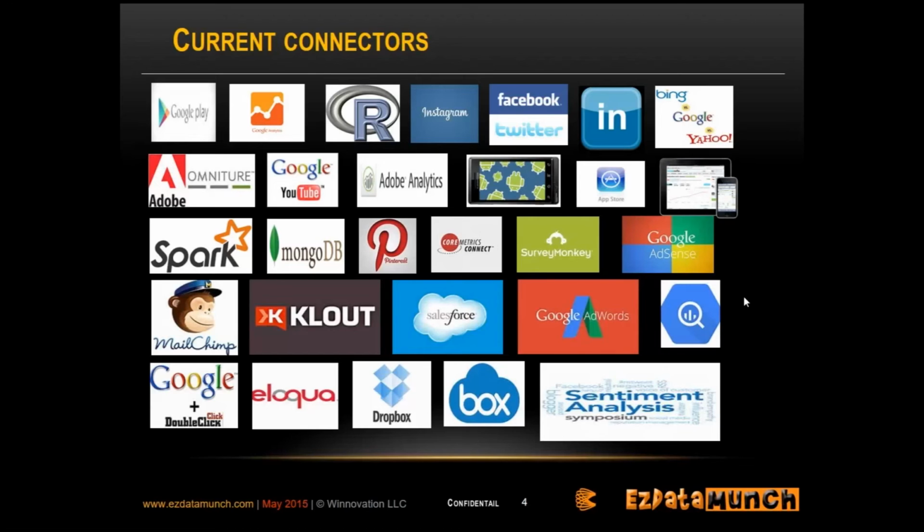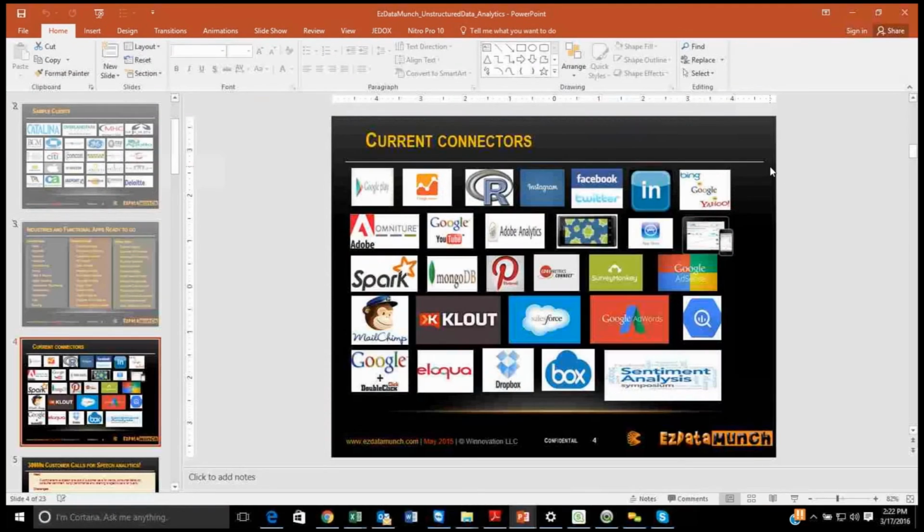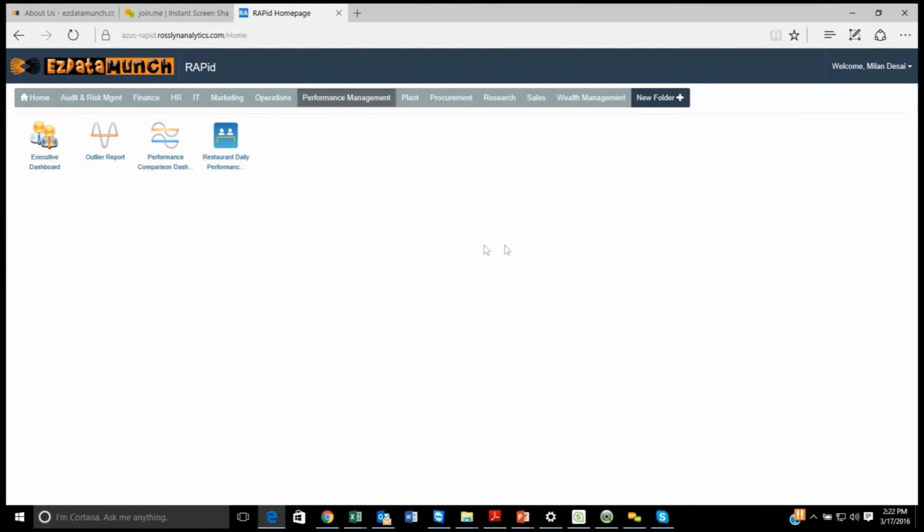So, Milan, just a quick question. Sure, go ahead. As you said, you have these connectors to pull out data from all the different social sites and different portals. So, do you also pull out data from different websites of restaurants? Because people do also put their reviews and feedback on the websites of the restaurants and hotels.